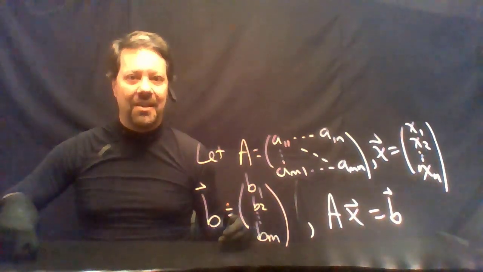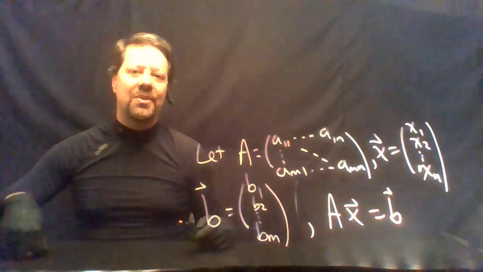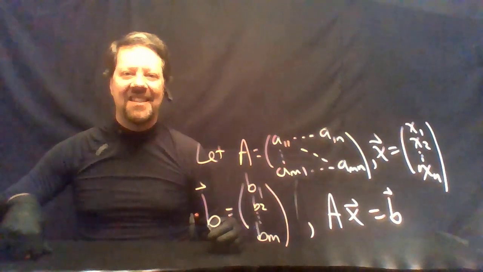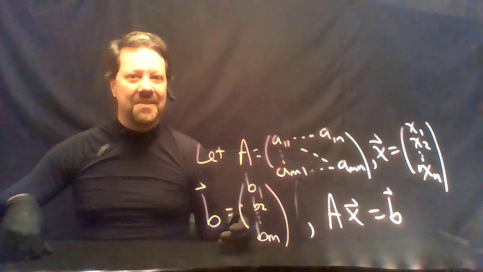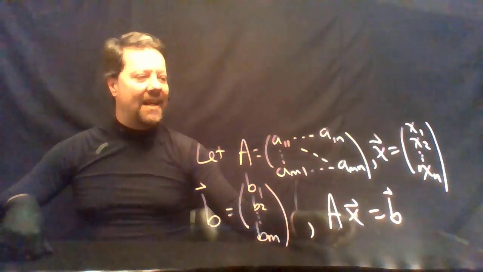Also note that X and B are vectors. Yes, they are column vectors. And if I just use the word vector, that implies that I'm looking at column vectors. What is A times X?